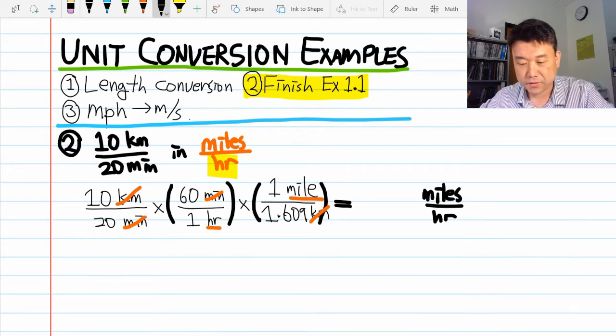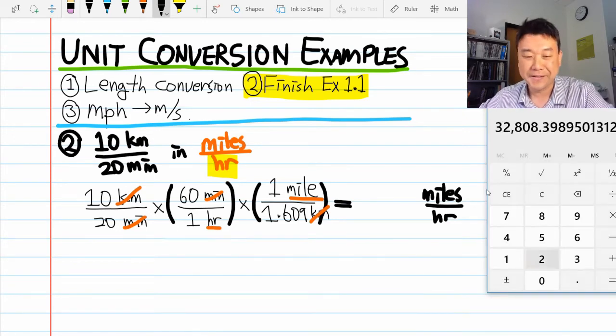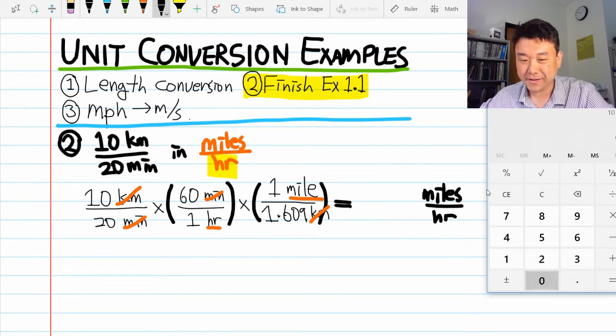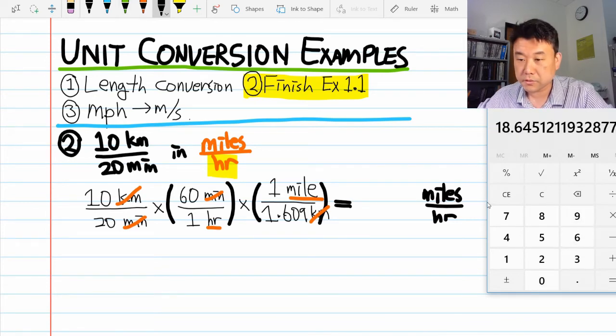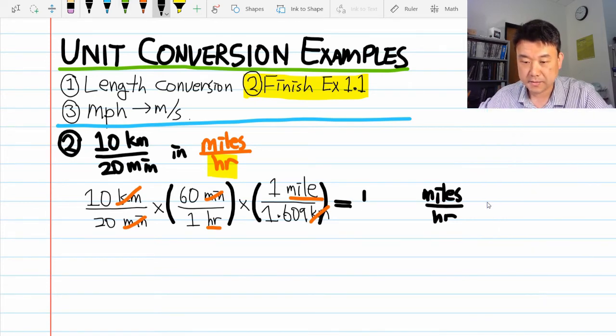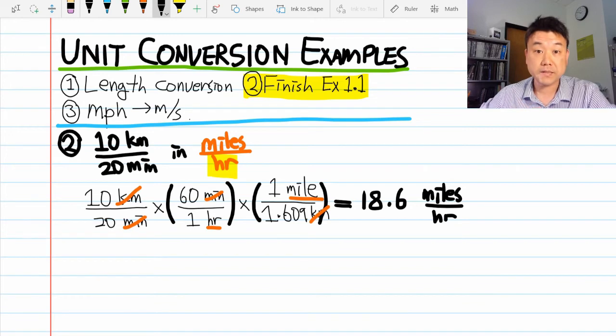For the numbers, I have to use a calculator again. So it's 10 divided by 20 multiplied by 60 divided by 1.609. And that's equal to 18.6 miles per hour. All right, that was easy enough.